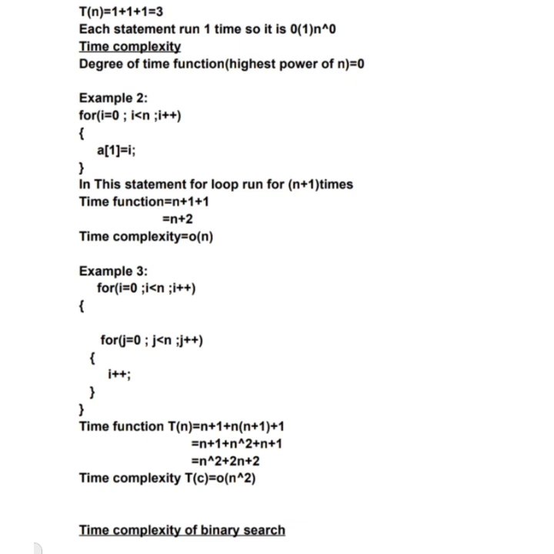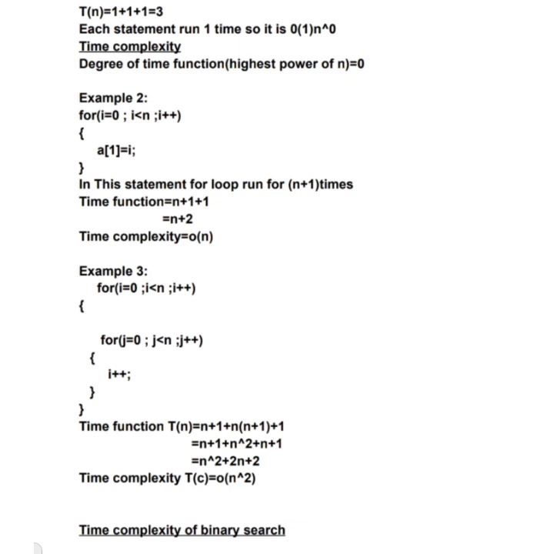Then a of i equal to i, that statement will run for n times. So totally the time function is n plus 1 plus n, that is 2n plus 1. So the time complexity is the highest power of n, here 1. So the time complexity is order of n.